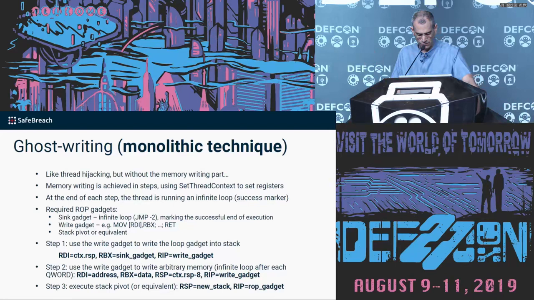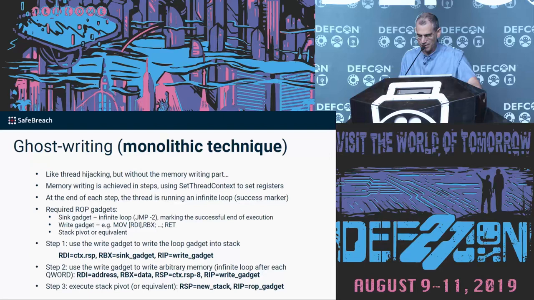So the first step is to write on the stack the address of the infinite loop using the write gadget. And finally, the return from the write gadget will branch into the infinite loop. And this will mark the successful end of this step.